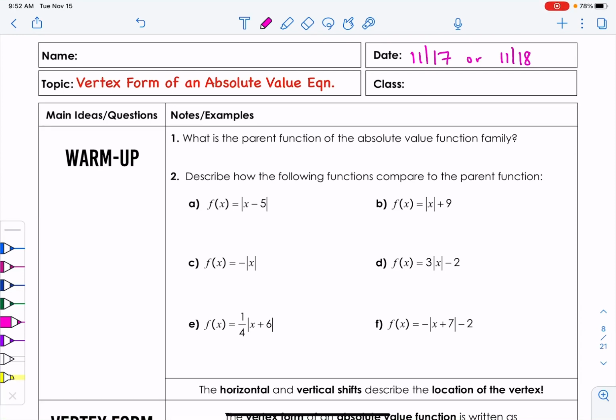The notes for today are vertex form of an absolute value equation. We're going to start with the warm-up, a little review of what we did yesterday. Number 1 says, what is the parent function of the absolute value function family?